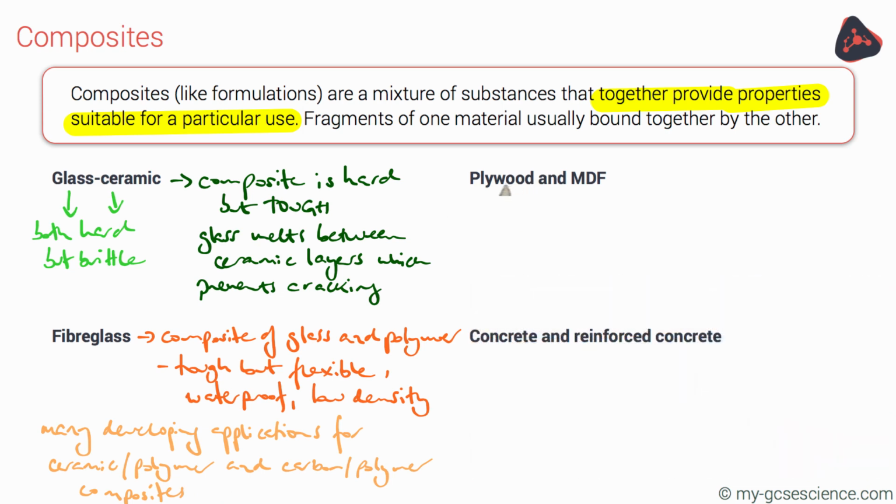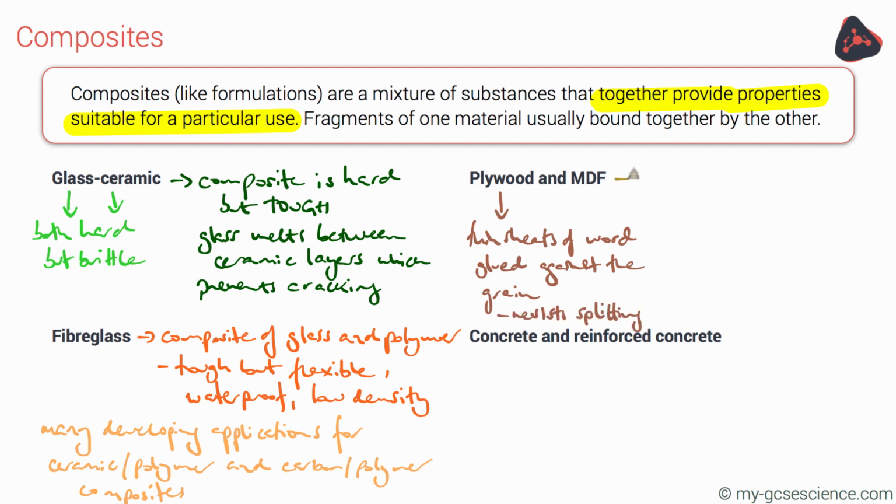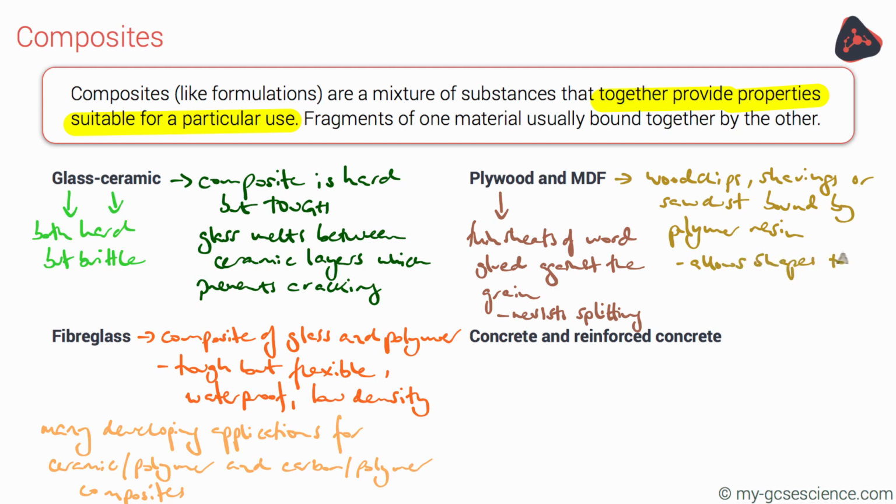There are also composites made of wood. Plywood is made of thin sheets of wood that are glued together so that each layer has the grain going in a different direction, and this prevents the wood from splitting along the grain. In MDF, wood chips, shavings or sawdust are bound together by a polymer resin, and this makes a strong wood-like material, but it allows shapes to be cut without splintering.